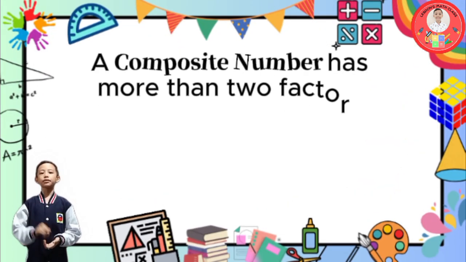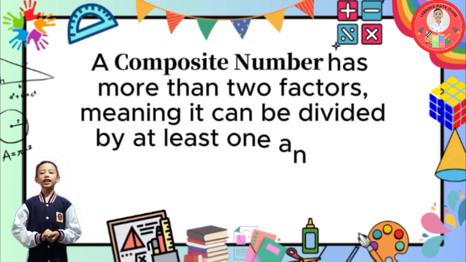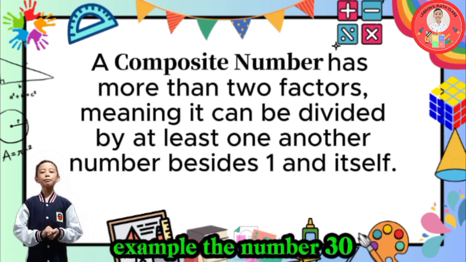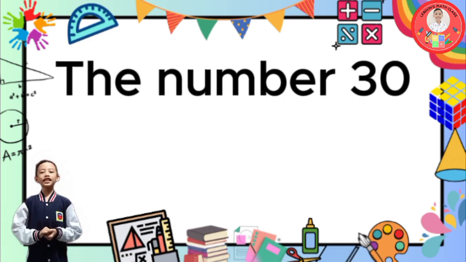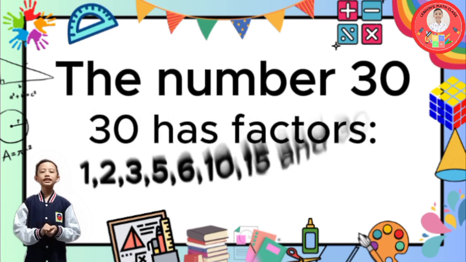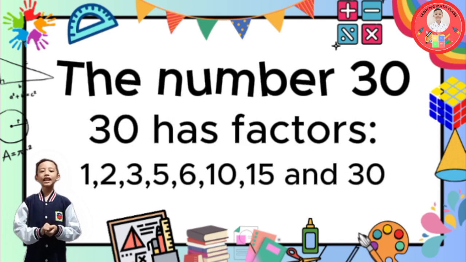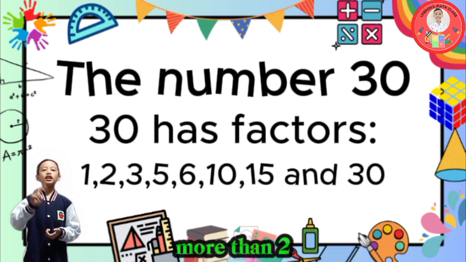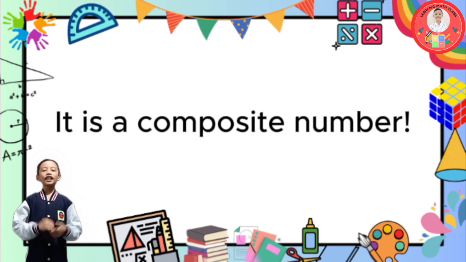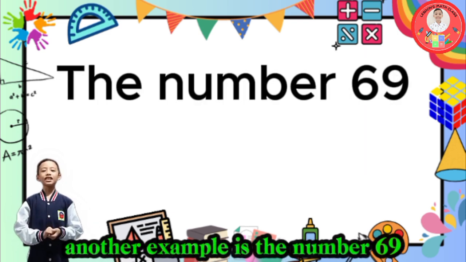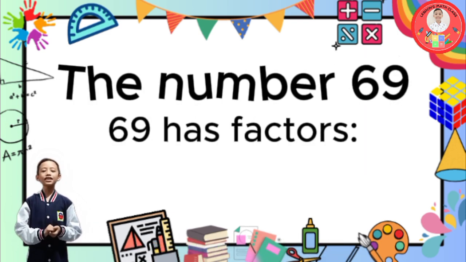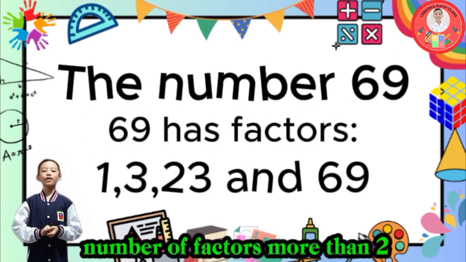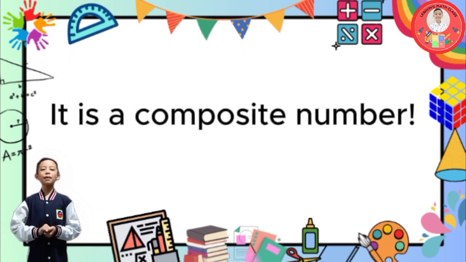A composite number has more than 2 factors, meaning it can be divided by at least one other number besides 1 and itself. Example, the number 30. 30 has factors 1, 2, 3, 5, 6, 10, 15, and 30. Because 30 has more than 2 factors, it is a composite number. Another example is the number 69. The number 69 has factors 1, 3, 23, and 69. Because 69 has more than 2 factors, it is a composite number.